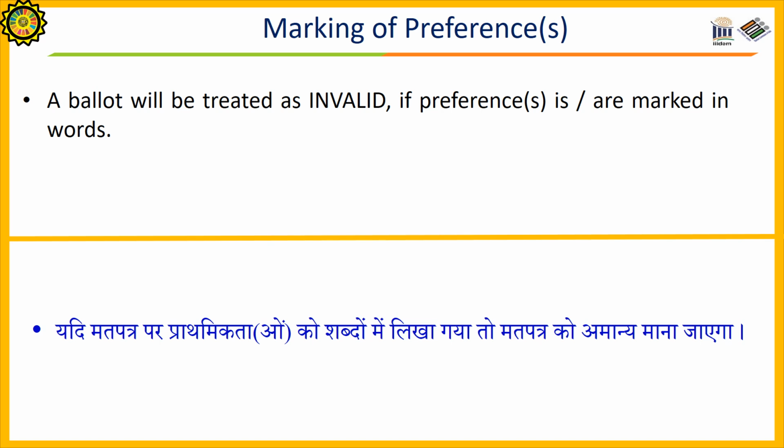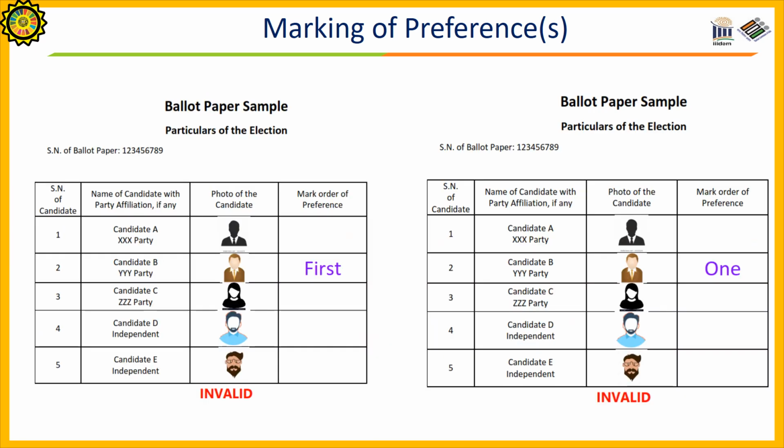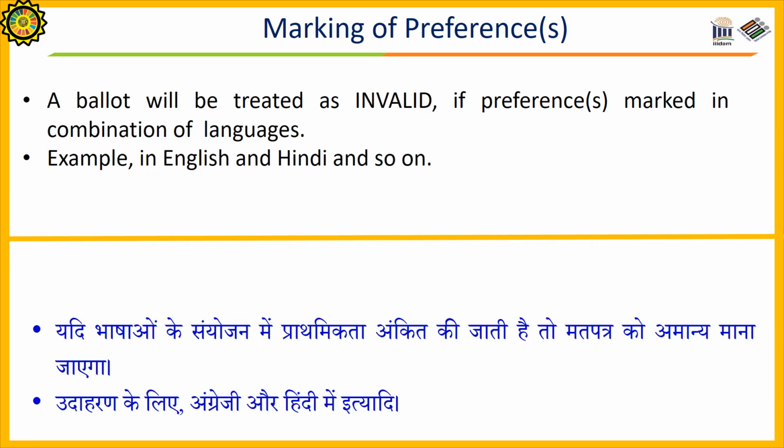A ballot will be treated as invalid if preference is marked in words. A ballot will be treated as invalid if preference is marked in a combination of languages, for example in English and Hindi and so on.